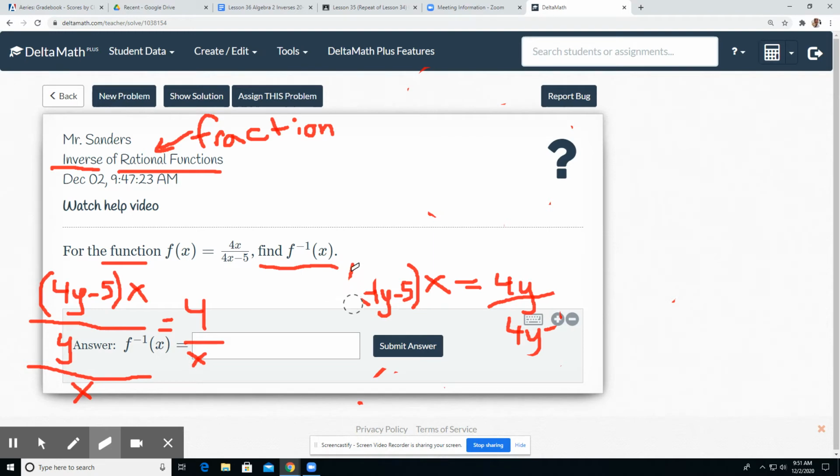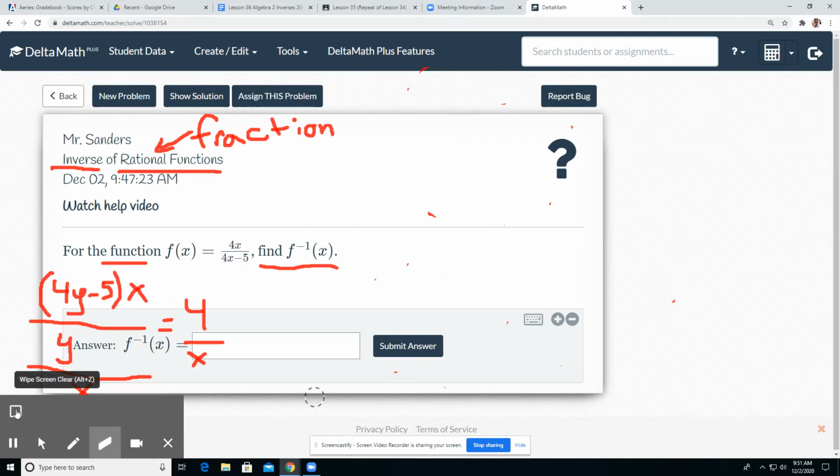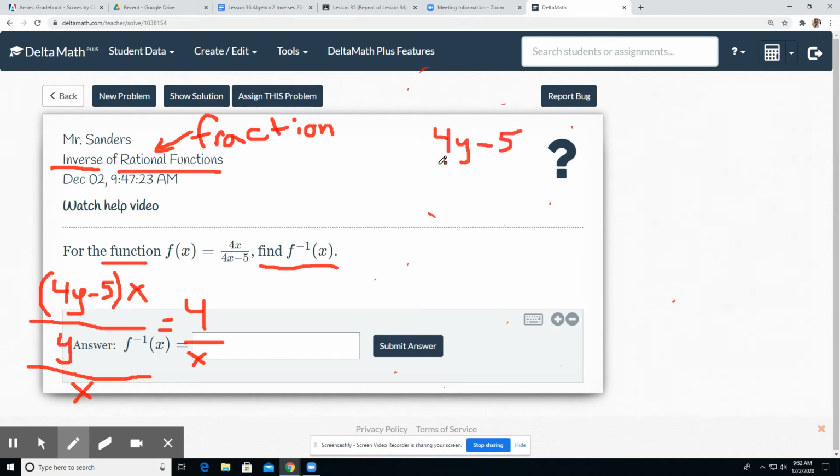Kind of be thinking about what you would do in this stage. Sorry it's taking so long just to erase, but that's what we have to deal with. All right, and then let's see what we have. We now have 4y, I don't want to skip any steps right here, minus 5, all over y, the x's cancel, equals 4 over x.